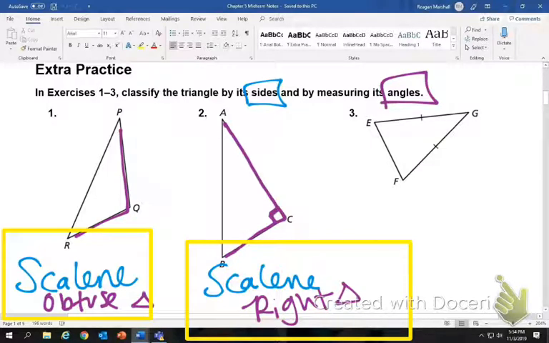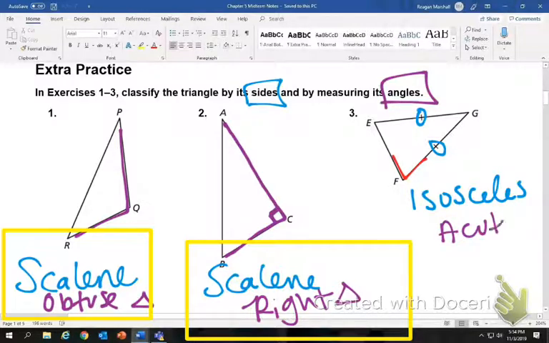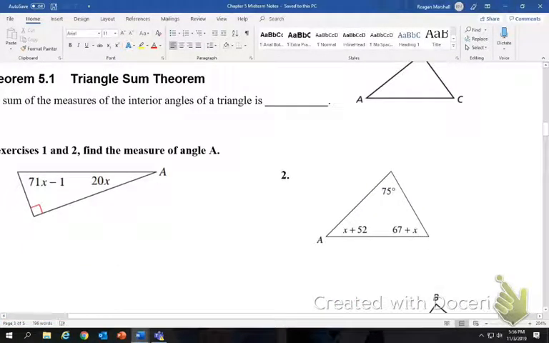And then our last one, classified by the sides. We have two congruent sides, which makes it isosceles. And then the largest angle realistically looks like one of these bottom angles, which is acute. Acute. Sorry, my OCD made that to be purple. So there's that. And then we flip. There's some theorems that go along with 5.1.